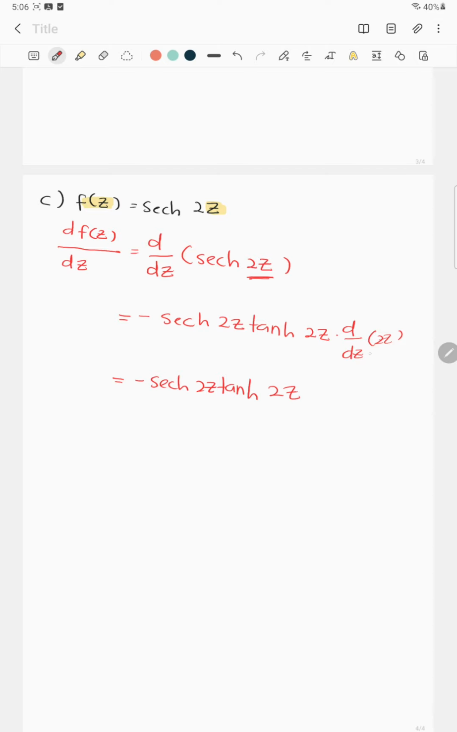Don't forget, differentiate this one, we'll get 2. So make it in the simplest equation. Negative first, and then 2. And then, okay, the 2 here, put it here. Sech 2z, and then tanh 2z. Just write back. So this is the answer.